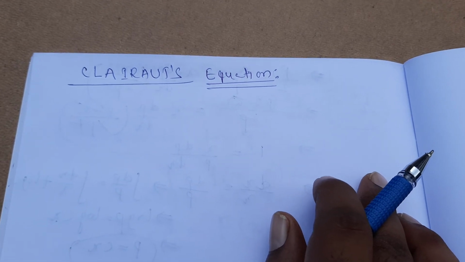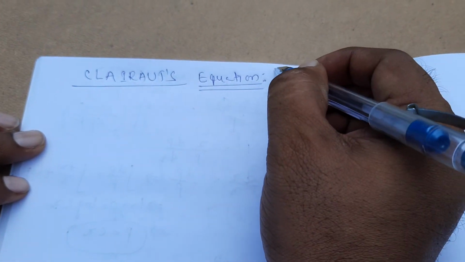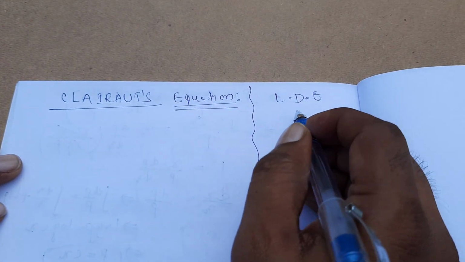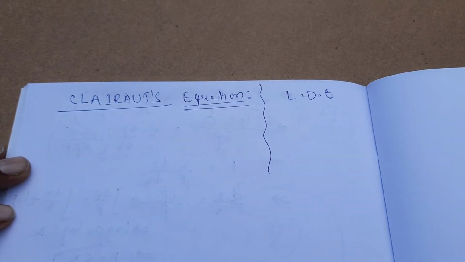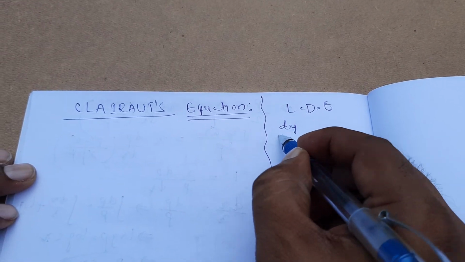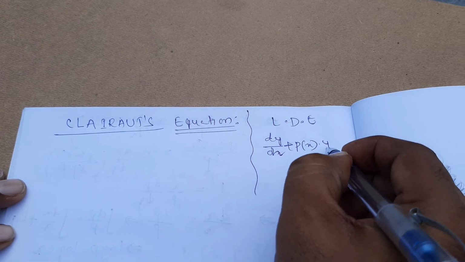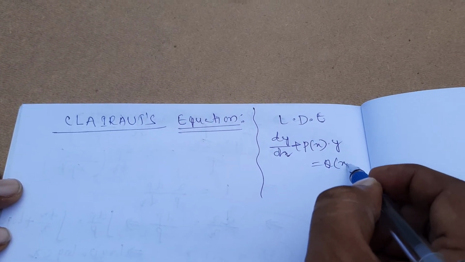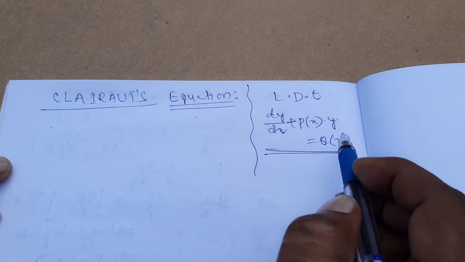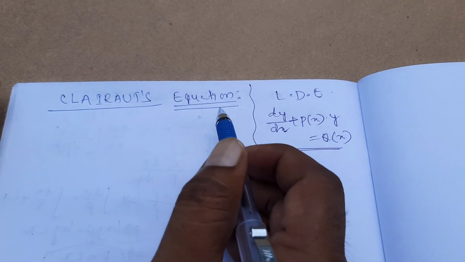Okay, which form is known as the Clairaut's equation? Before explaining this Clairaut's equation, till now we have given linear differential equation. Linear differential equation means dy by dx plus p of x into y is equal to q of x. This is nothing but linear differential equation. Regarding this we have given already. Similar to that, Clairaut's equation.